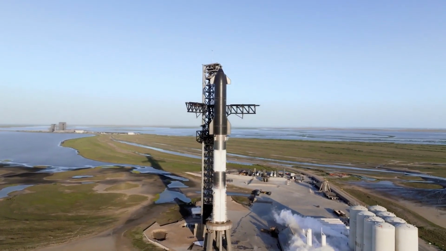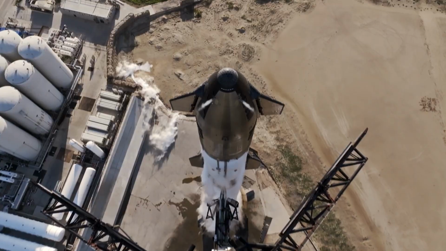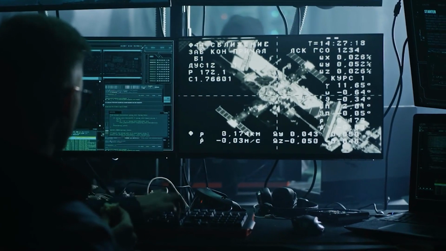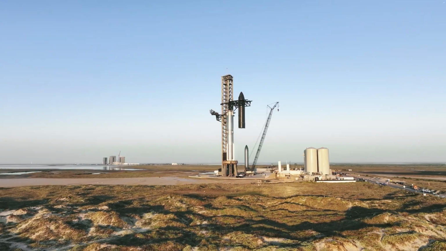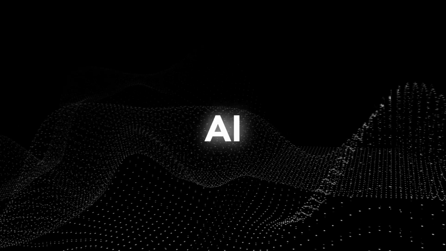Another example is SpaceX, which could use Dojo to provide AI training services for controlling its rockets, satellites, and starships. This would require significant computing power and data processing, and SpaceX could leverage Dojo to improve the reliability of its systems. What does all this mean for the future of AI and humanity?